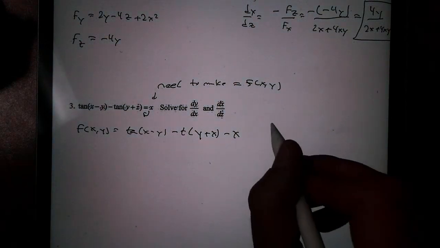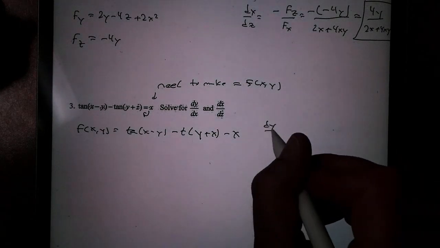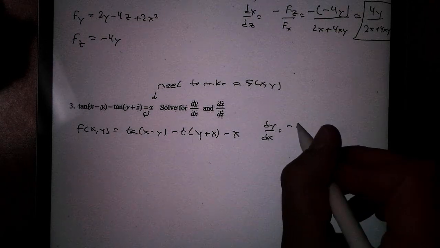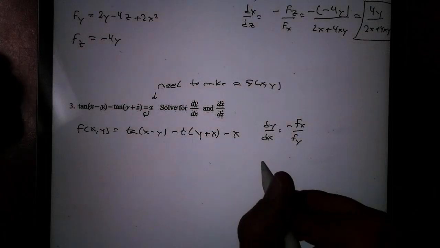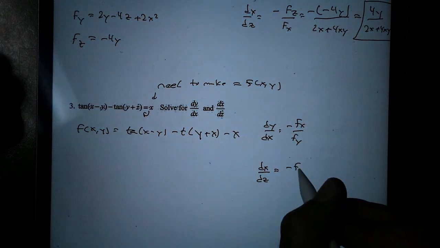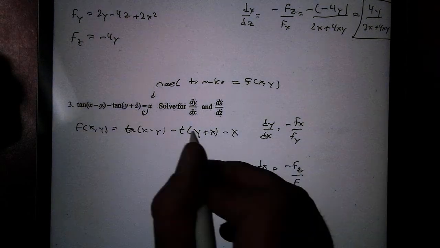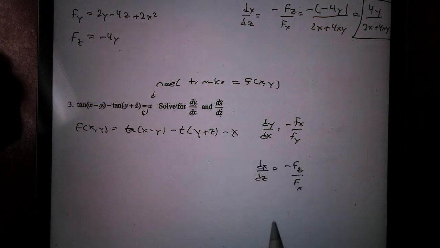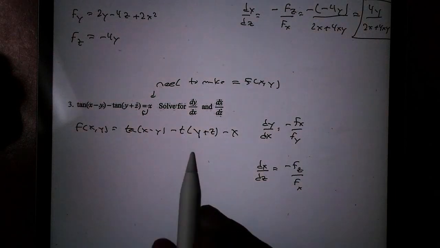So we want to find dy dx, which is going to be the negative partial with respect to x over the partial with respect to y. And we want to find the partial dx dz, which is going to be the negative partial with respect to z over the partial with respect to x. Whoops, I messed up here. That should have been a z right there. Sorry about that. So you have y plus z, I just copied it wrong. No problem there, easy to fix.